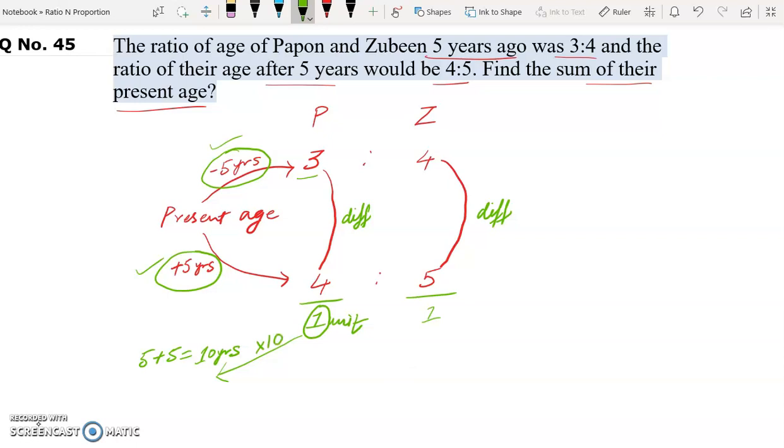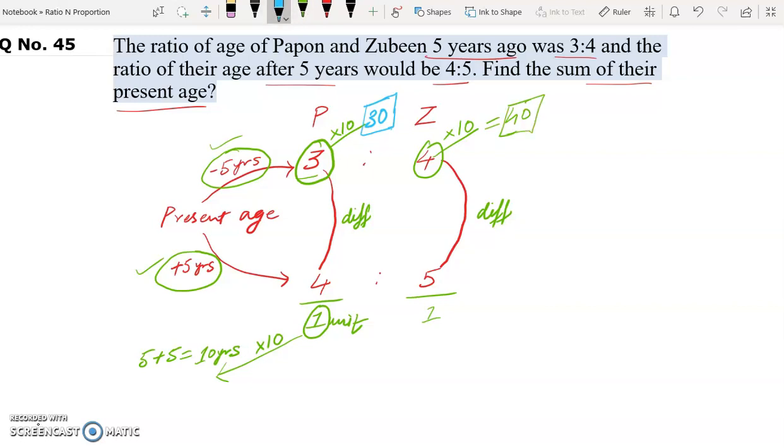So if we need to find the age of Papon 5 years ago, we will multiply it by 10. So 3 into 10 will give us 30 and this is the age of Papon 5 years ago. Now for Jubin, his age would be 4 into 10 which is 40 and this is 5 years ago.